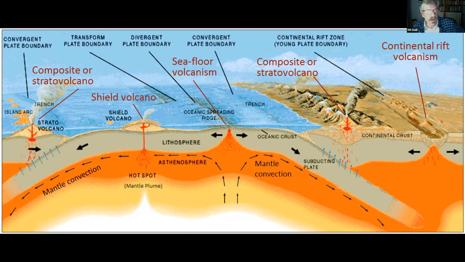And then if you look at the top, there's a term called transform plate boundary. That's referring to an offset of the spreading ridge. And I'll show you an example because the San Andreas is a transform plate boundary. I'll show you what that means.